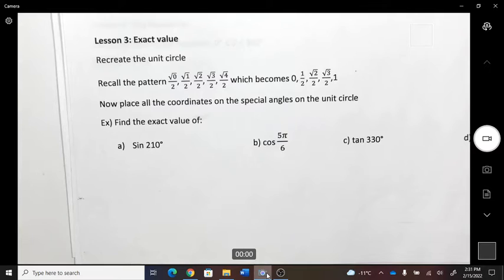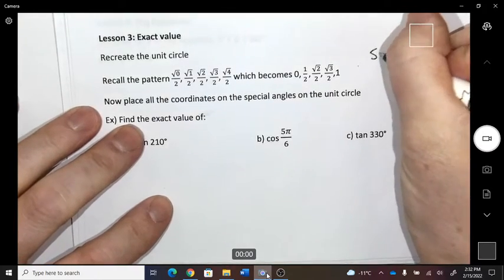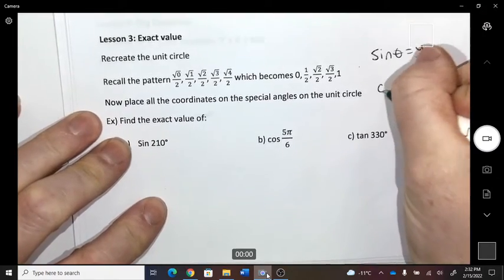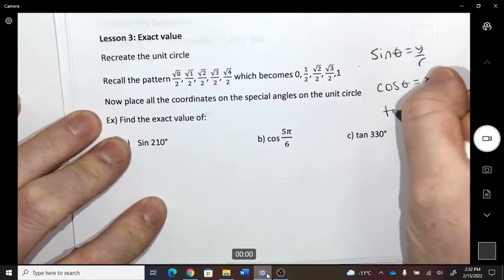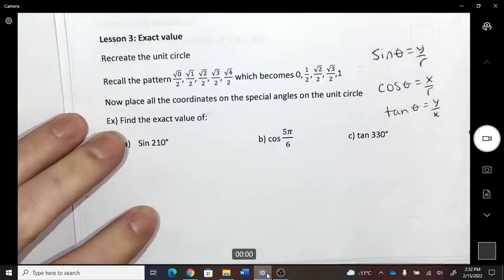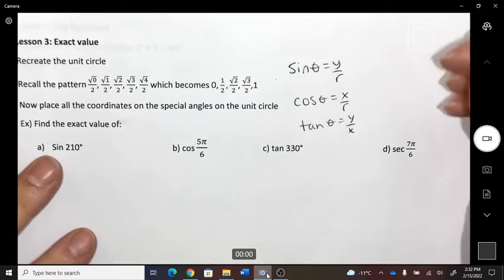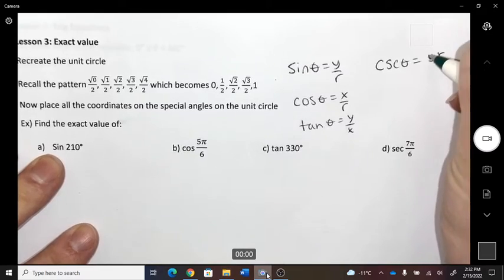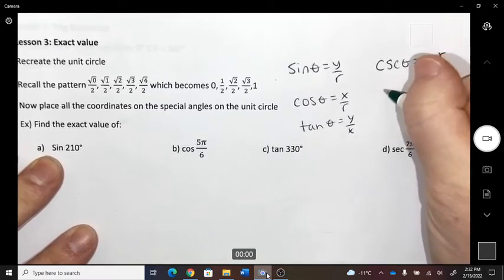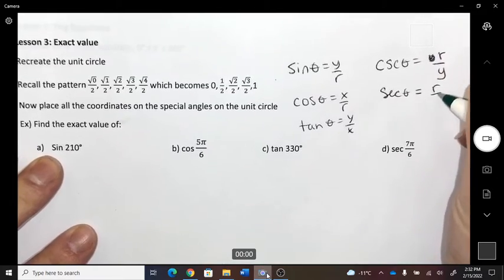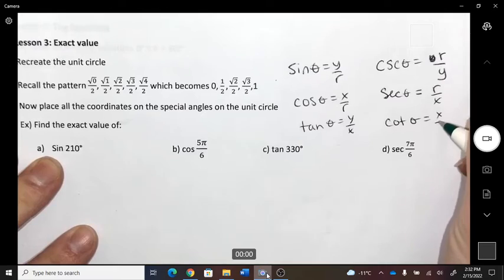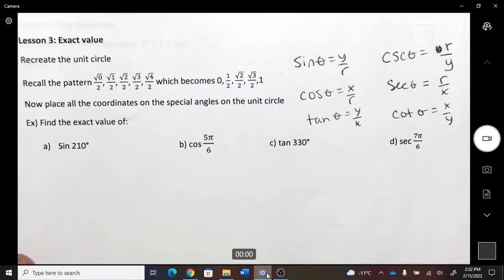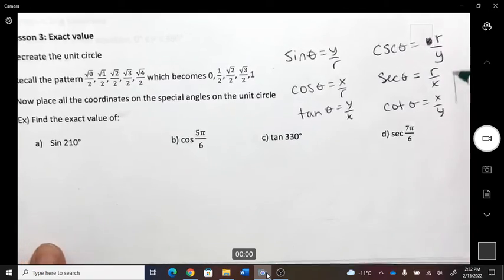Okay, so today we're going to combine the x, y, r ratios that we learned yesterday. Yesterday I put that on your paper, right? We learned that yesterday. And then we also learned cosecant is if we flip sine, and secant is if we flip cos. And we learned about cotangent. So that's what we learned yesterday.